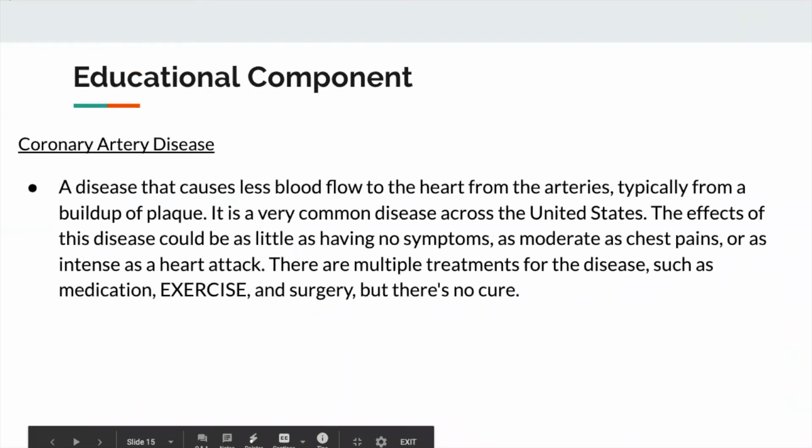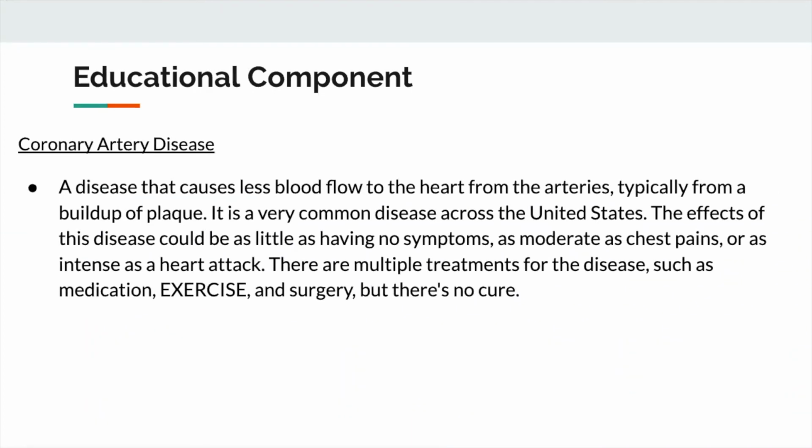Okay, so for my educational component, I decided to choose coronary artery disease. It is a disease that causes less blood flow to the heart from the arteries, typically from a buildup of plaque. It is a very common disease across the United States, and the effects of this disease could be as little as having no symptoms, as moderate as having chest pains, or as intense as a heart attack. There are multiple treatments for this disease, such as medication, exercise, and surgery, but there's no cure.